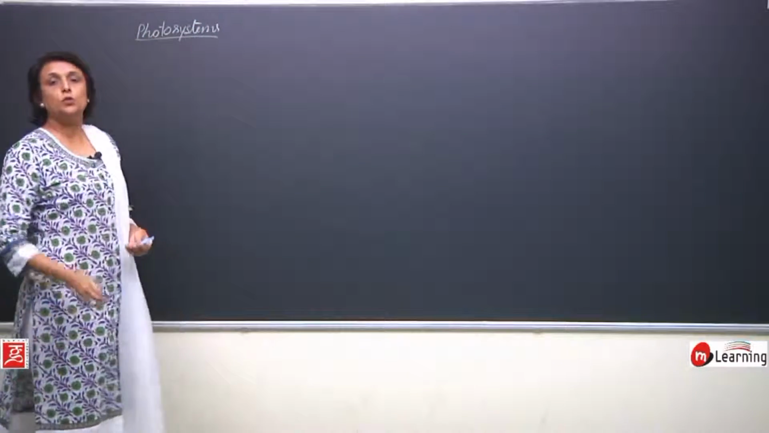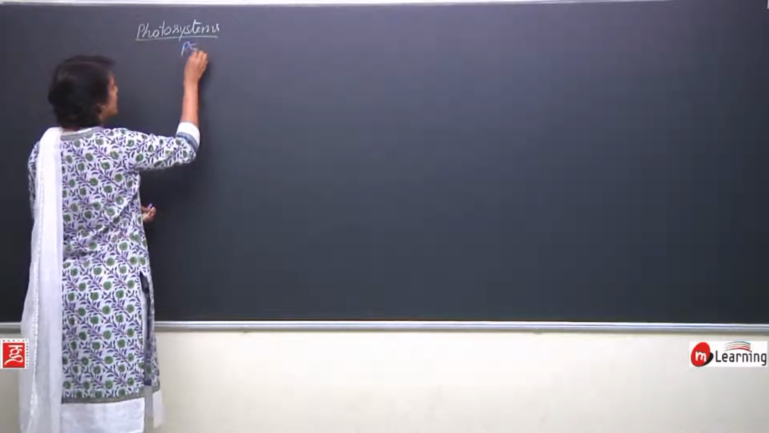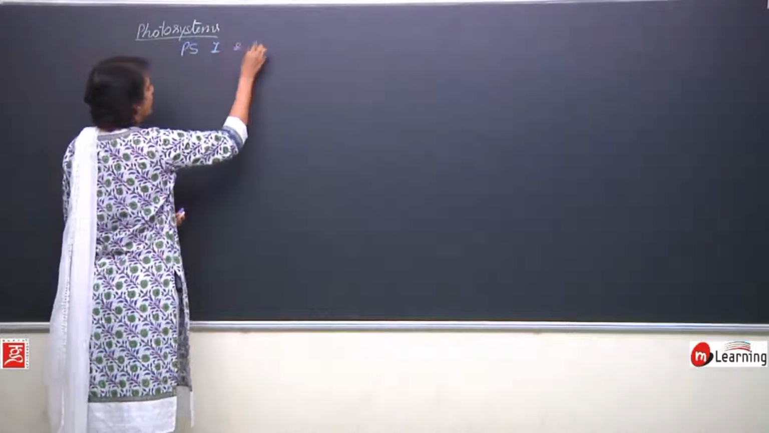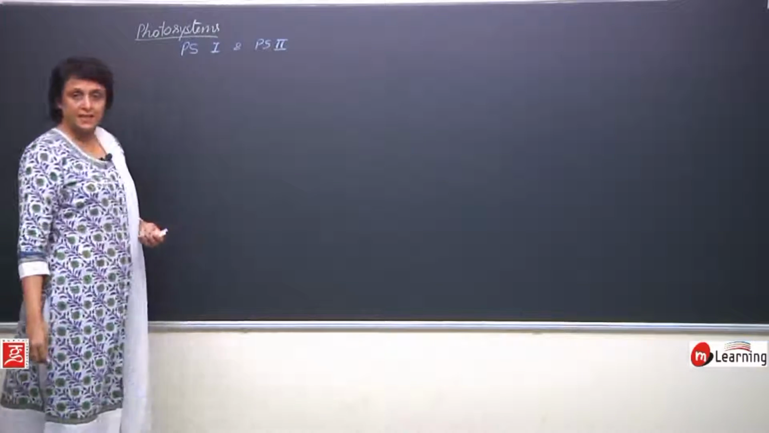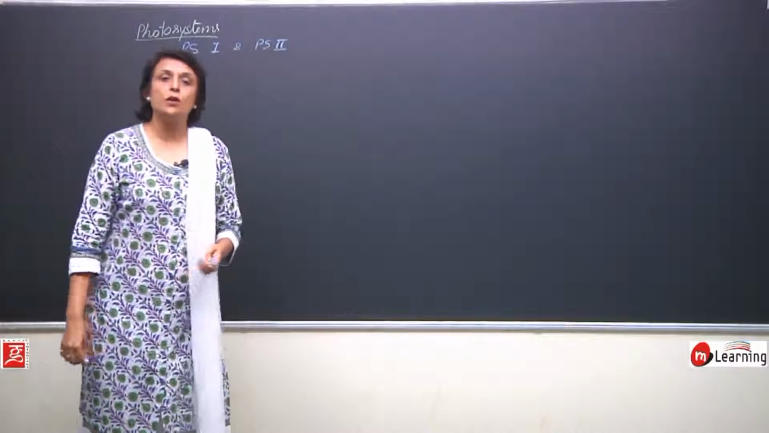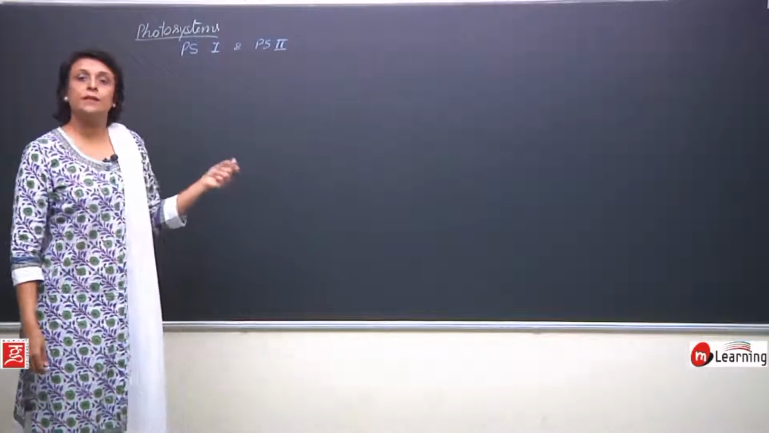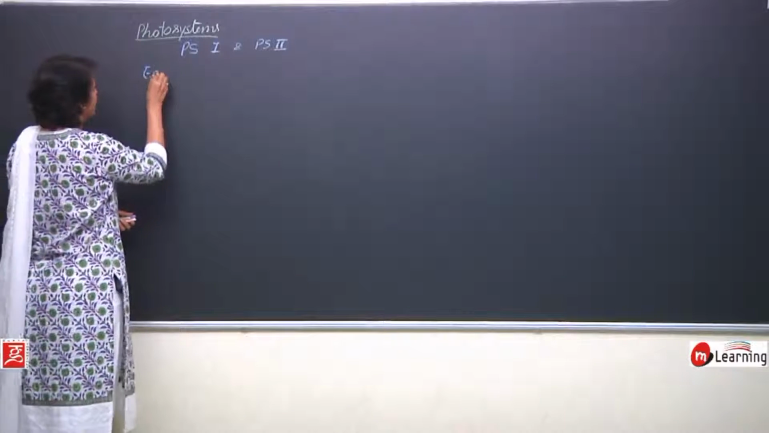Photosystems. There are two photosystems and they are written as PS1. PS stands for photosystem. So, PS1 and PS2. We will take these systems in details in few minutes, but let us talk about the scientist and how it led to the discovery that there are two photosystems. The scientist is Emerson.